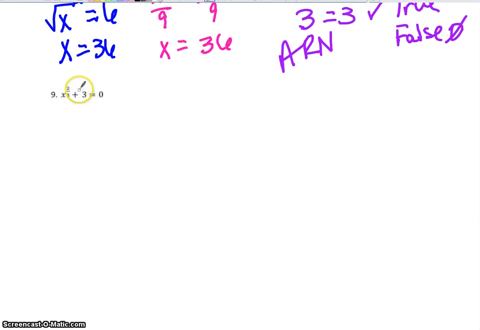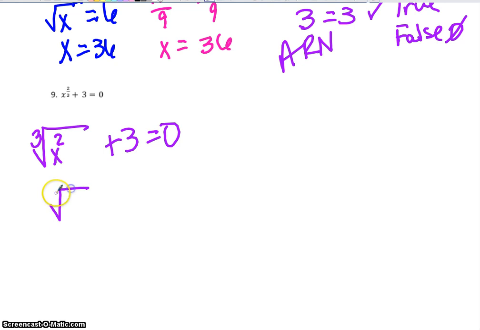If they give you the exponent as a fraction, that actually becomes a root, okay? The denominator is your root, so the cubed root of x squared, the numerator stays the exponent. And then plus 3 is equal to 0. Move your 3, so the cubed root of x squared is equal to negative 3. We're going to cube both sides because it was the 3, and it becomes x squared is equal to negative 3 to the third, which is negative 27.